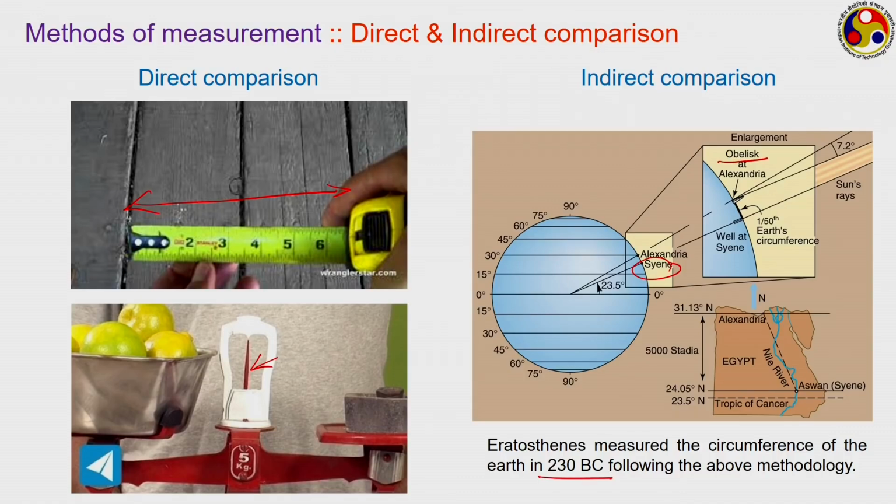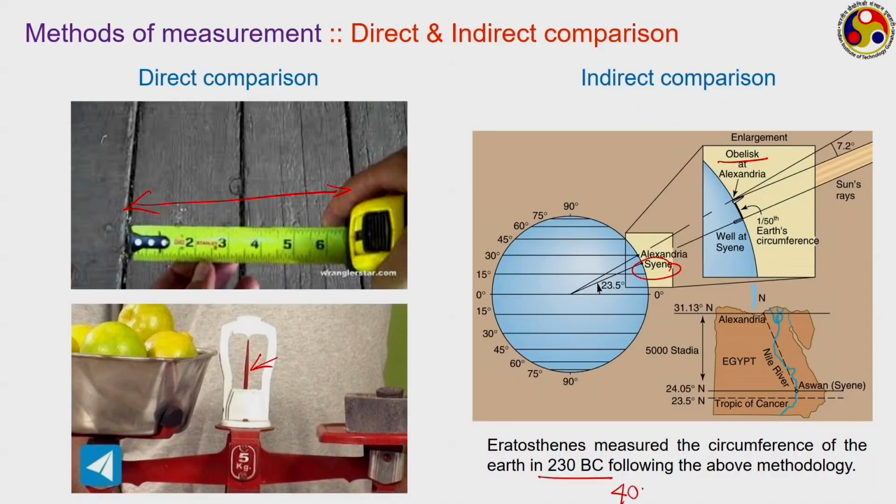So he measured the arc angle using the principle of trigonometry, and from there he got a measurement of the circumference of the earth. As per modern technology, the pole to pole distance has been found to be something like 40007 kilometers. Now what measurement did Eratosthenes give? His value was 40230 kilometers. How much is the difference? Almost negligible, and this measurement he did 2200 years back. That is the power of indirect comparison.